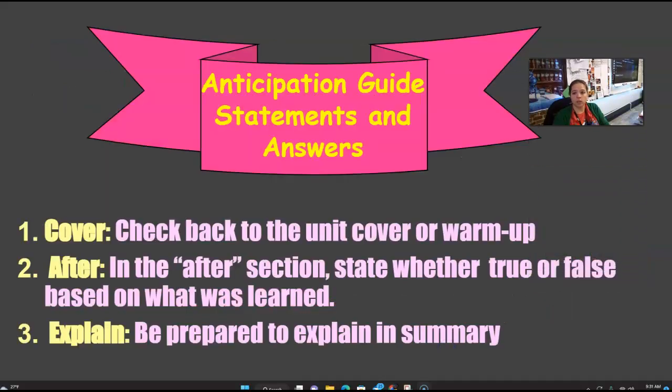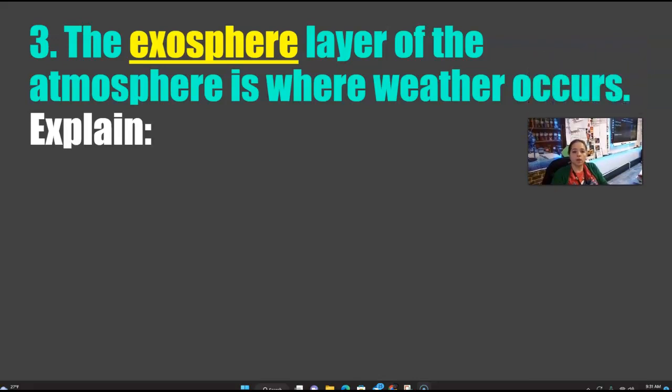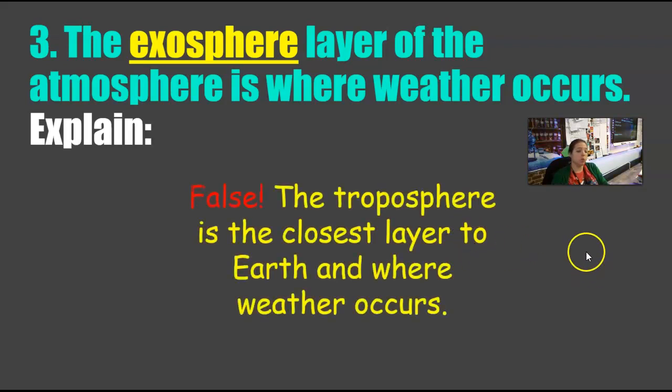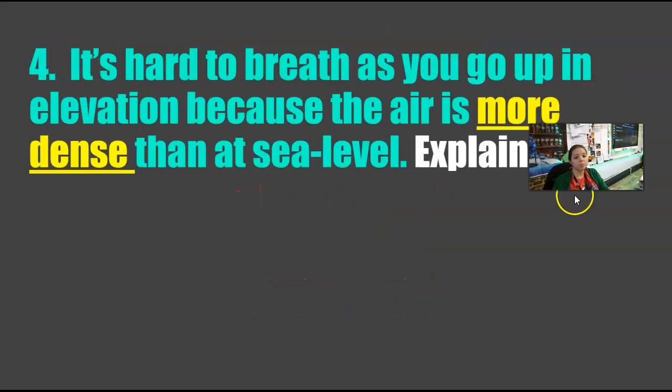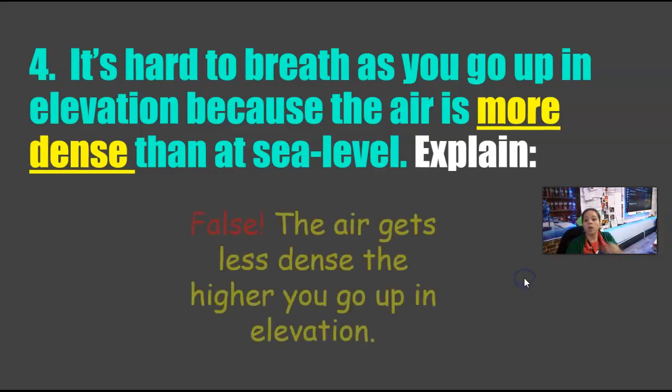All right, let's go back to the anticipation guide. The exosphere layer of the atmosphere is where weather occurs. True or false on the right-hand side? This would be false. The troposphere is the closest layer, which has the weather. It's harder to breathe as you go up in elevation because the air is more dense than at sea level. It is the most dense at sea level. As you go up, it becomes less dense.